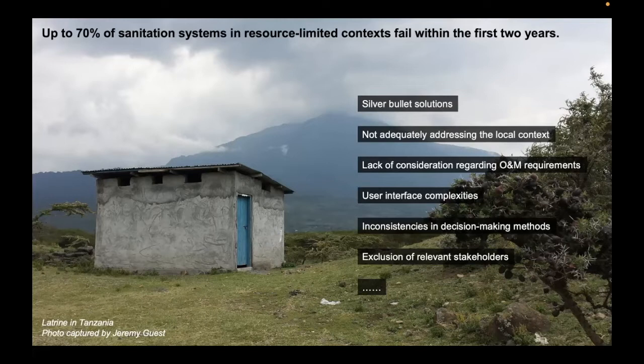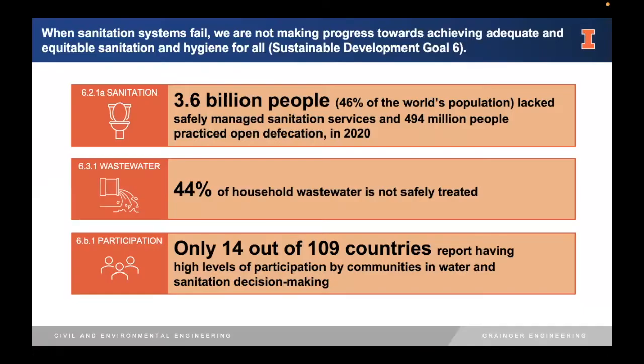Additionally, there could be inconsistencies in how we make the decision. And so that kind of plays into the multi-criteria decision analysis component that Tori will talk about. And then also potentially excluding relevant stakeholders that might help you make a better decision. And lots of other reasons why systems could fail. And then, so big picture, when sanitation systems fail, we are not able to make progress towards achieving adequate and equitable sanitation and hygiene for all, which is the focus of Sustainable Development Goal 6.